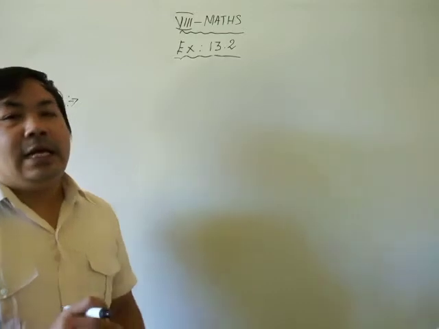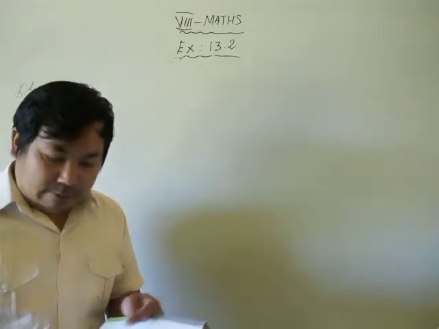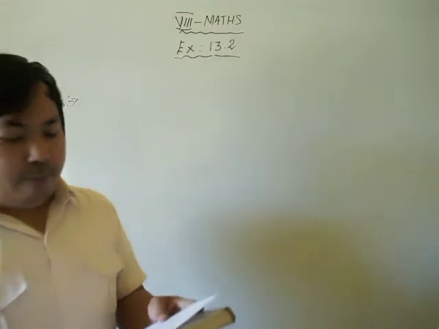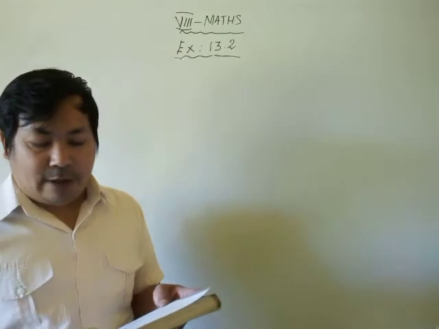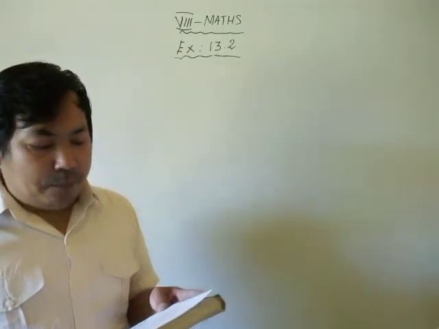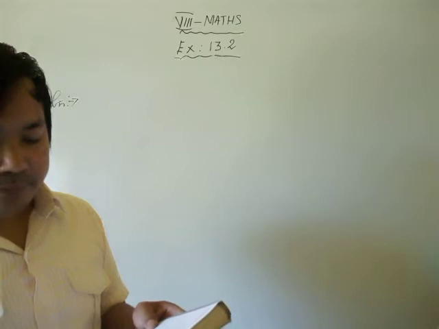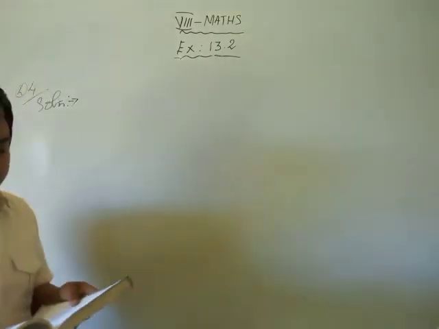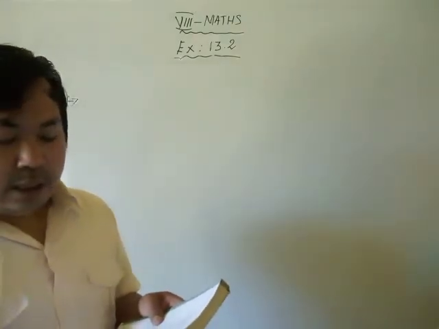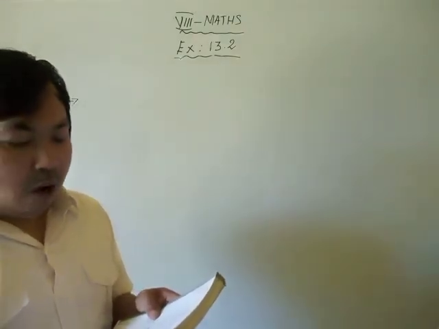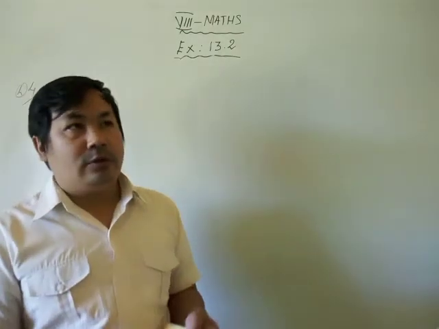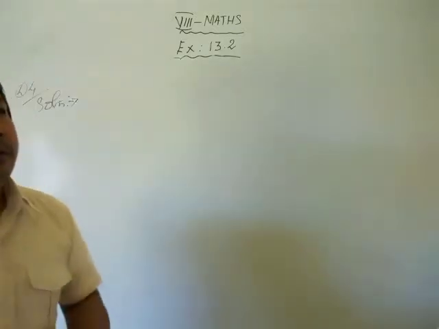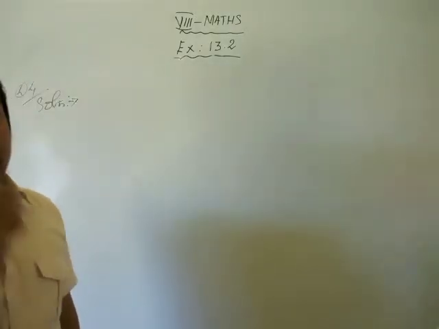I'll read out question number 4. It asks that if a box of sweets is divided among 24 children, they will get 5 sweets each. How many would each get if the number of children is reduced by 4? The word reduced comes here, which means that it is an inverse proportion.